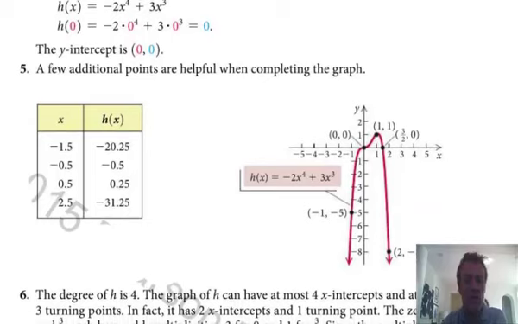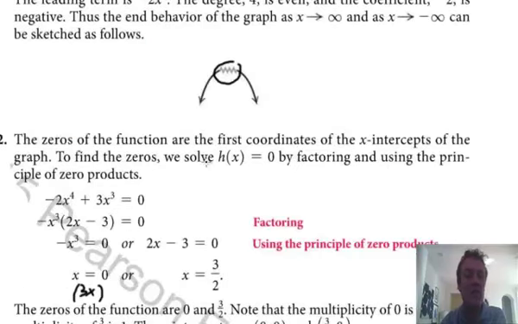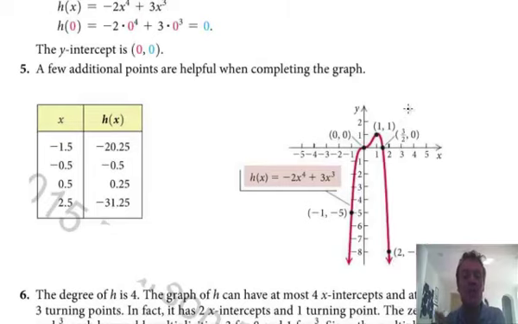So what else do we have? It's degree 4, falls to the left, falls to the right. We've got x-intercepts and a y-intercept. Remember, it crosses at 3 over 2, and it has that little kink at 0 because of the multiplicities. There they are. So that is what the graph of negative 2x to the fourth plus 3x cubed will look like. Again, domain, negative infinity to positive infinity.